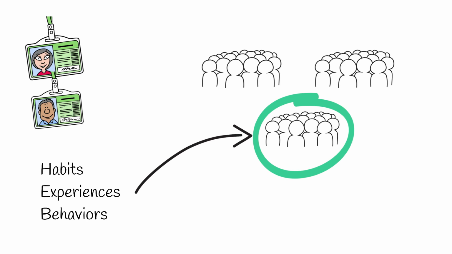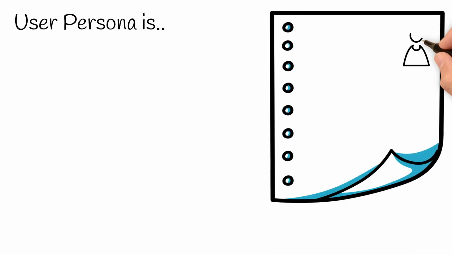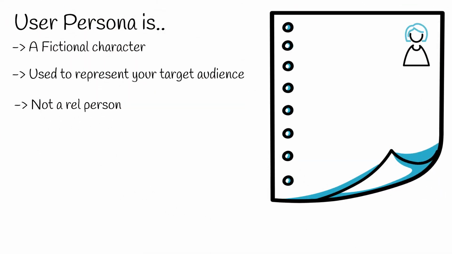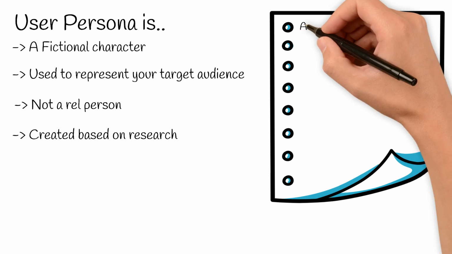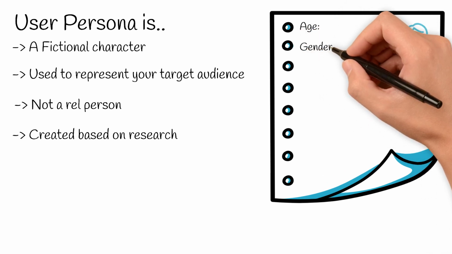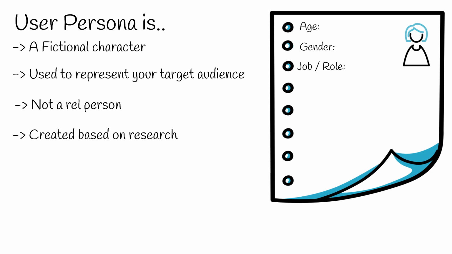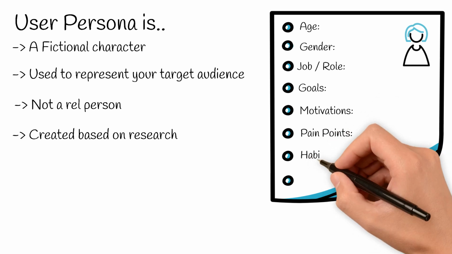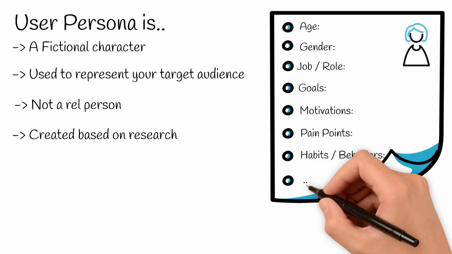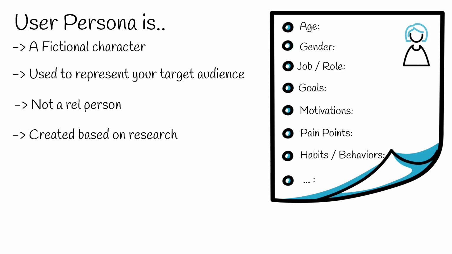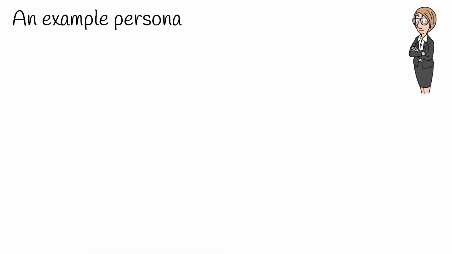Now, what exactly is a user persona? A persona is a fictional character that represents a segment of your audience. It is not a real person, but it is based on real observations and research. A good persona usually includes some basic details like age, job, or role. It explains goals and motivations, it shows pain points and frustrations, and it describes habits or behaviors connected to your product idea. Let's build an example persona together.